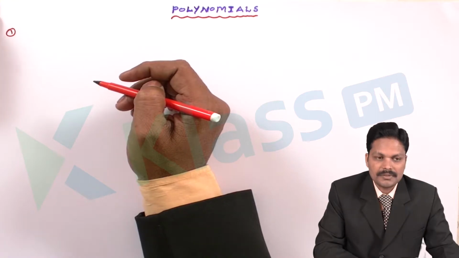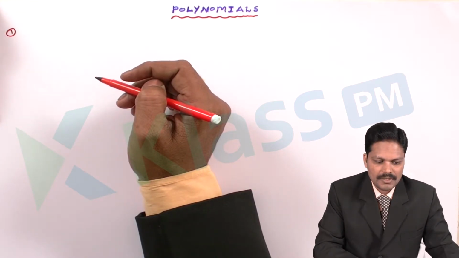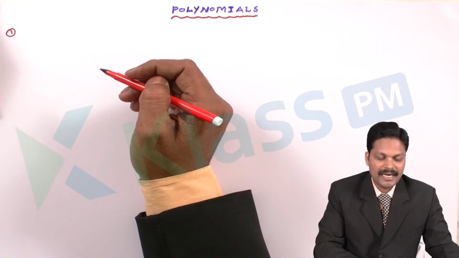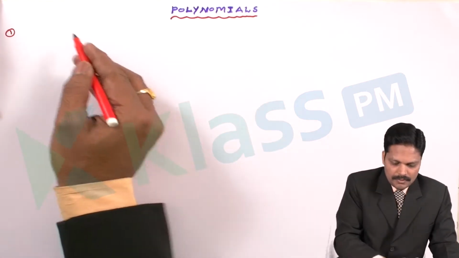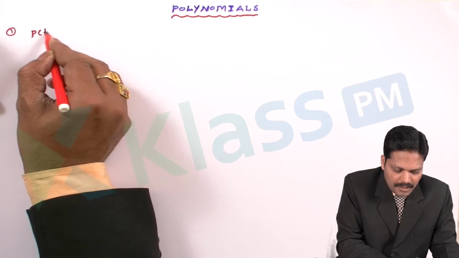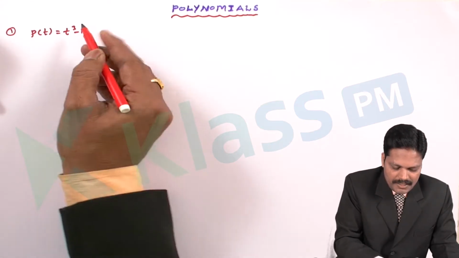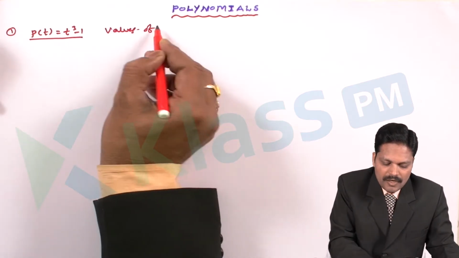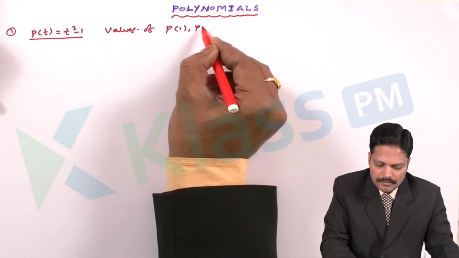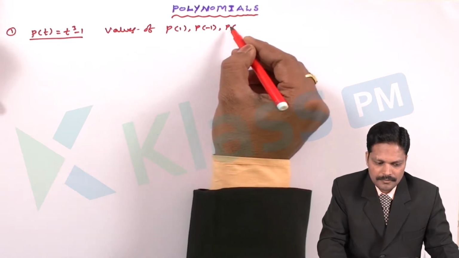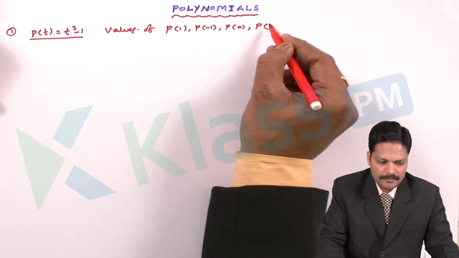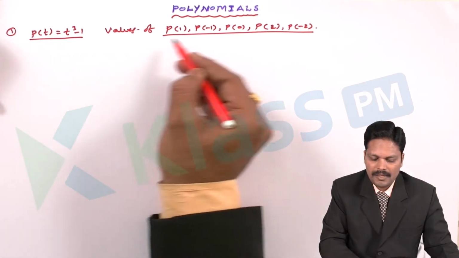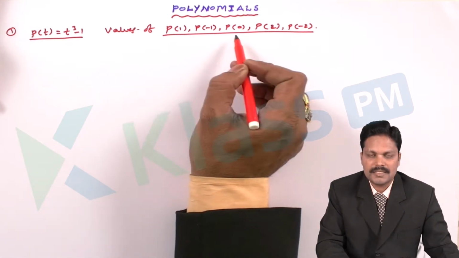Here we have the first one. If p of t is equal to t cube minus 1, find the values of p of 1, p of minus 1, p of 0, p of 2, and p of minus 2. So here the given polynomial is p of t is equal to t cube minus 1, and we need to find the values of all these.